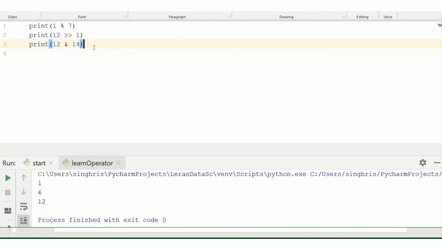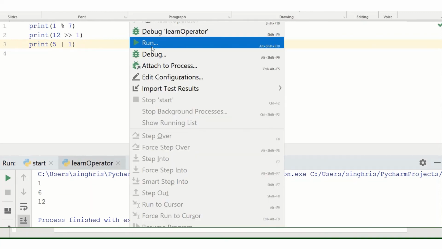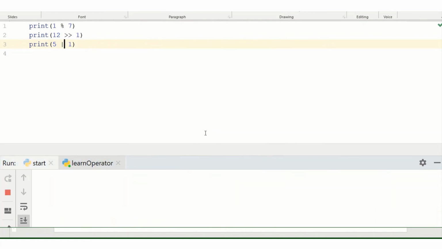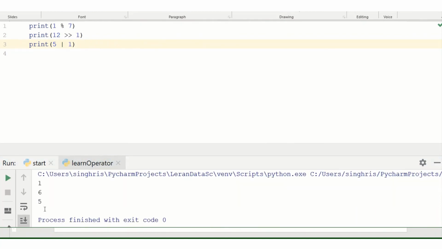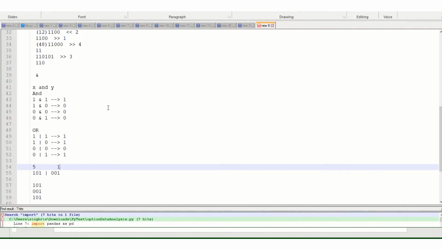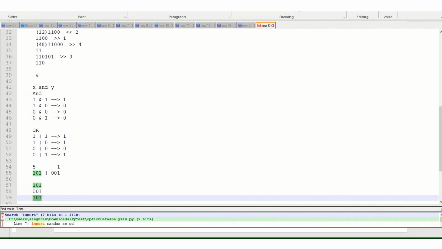Now I'm writing 5 here, and 1, with the OR operator, and I'm running it. You can see I'm getting 5, right? Same answer. We also got 5 here, the same values we were getting, right? So you can check like this.